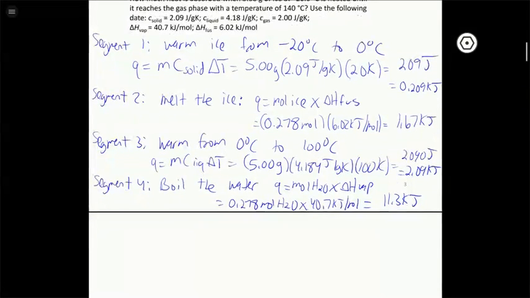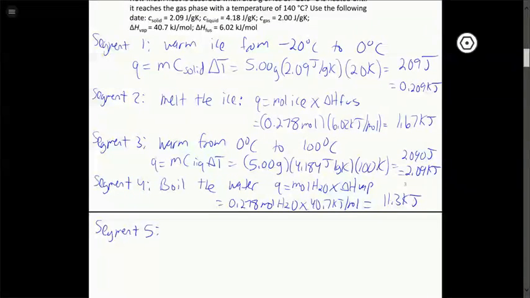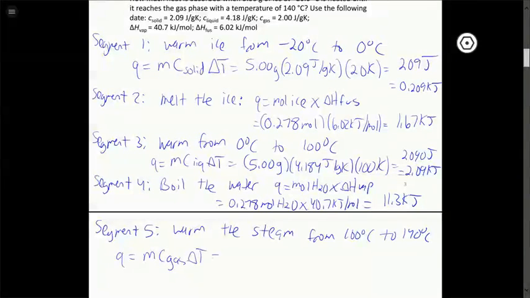All right, and then finally the last segment is going to be heating the steam from 100 degrees Celsius to the final temperature, which is 140. So now we have gas phase water, which we call steam. And as we say in this problem, we're taking it all the way up to 140. So we start at the phase change temperature, which is 100, end up at 140 degrees Celsius. Because we're in a single phase of matter here, we're not doing a phase change. It's just going to be the mass times the heat capacity for gas phase times delta T.